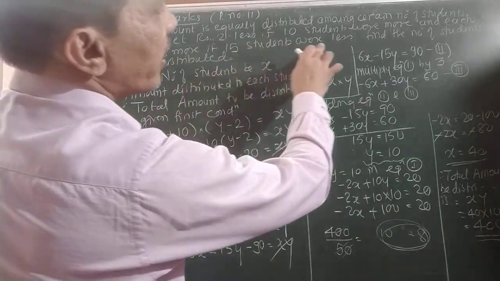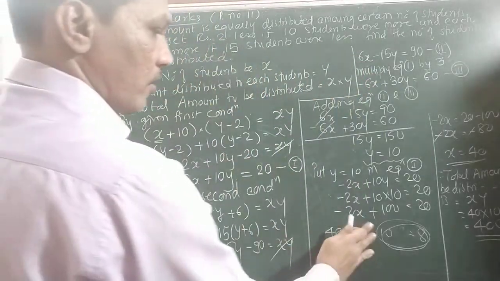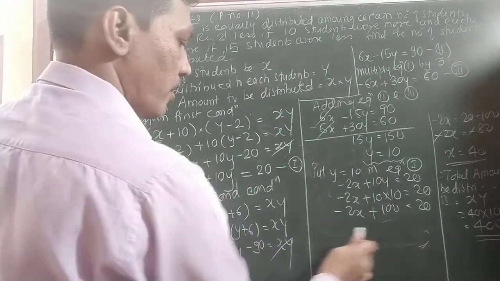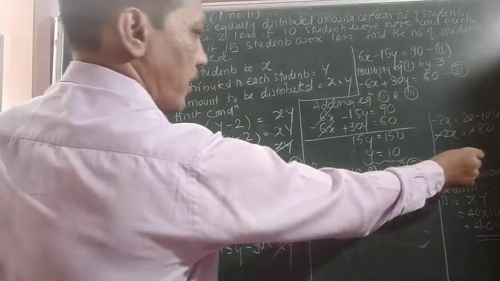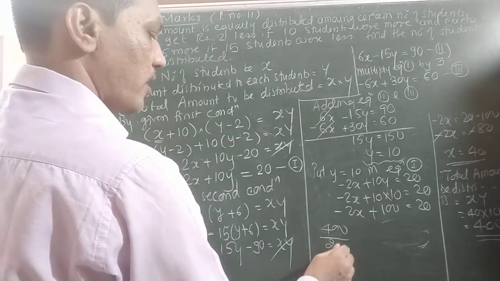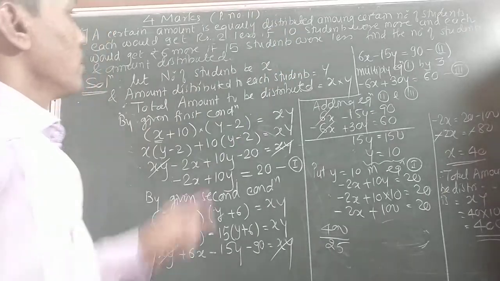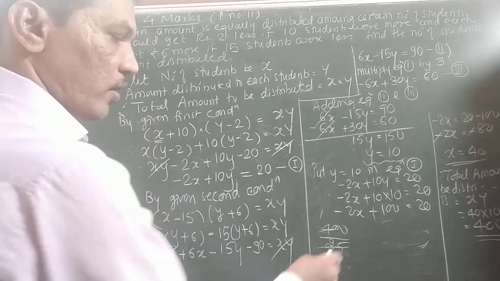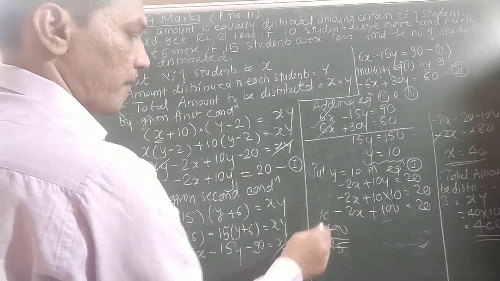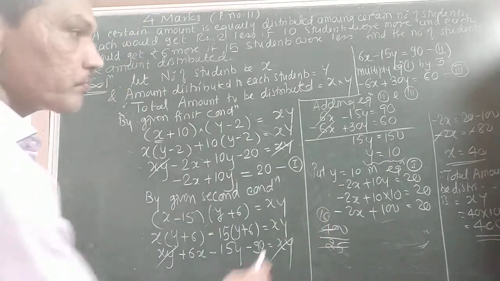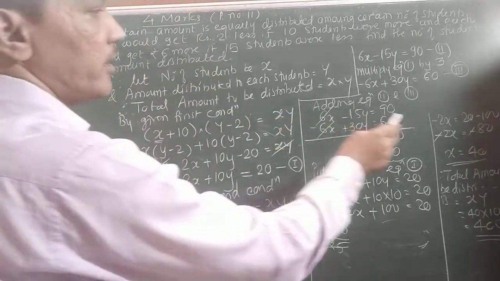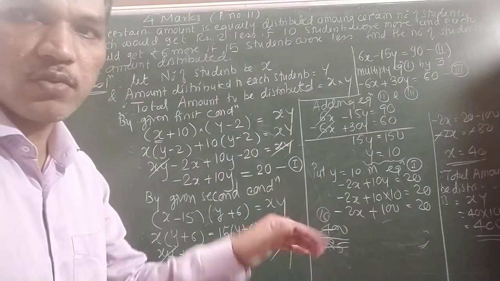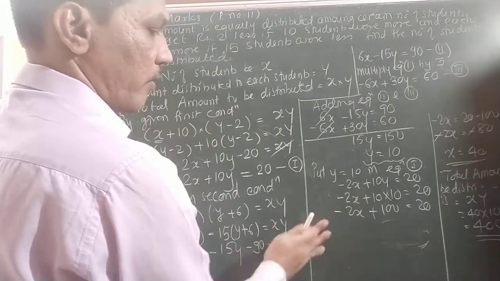And if students were less by 15, initially students are 40, so students become 40 minus 15, how many students are there? 25. Because now students are less, each will get 6 rupees more. So cross check: 25 times 16 is 400, right. Initially it was 10 rupees each, now each will get 16 rupees, that means each will get 6 rupees more. That means our answer is right.